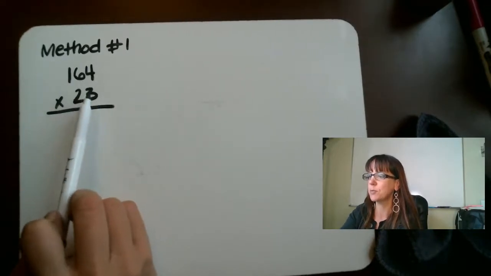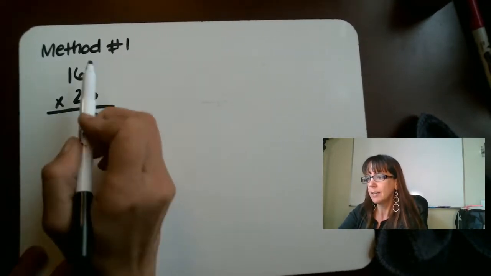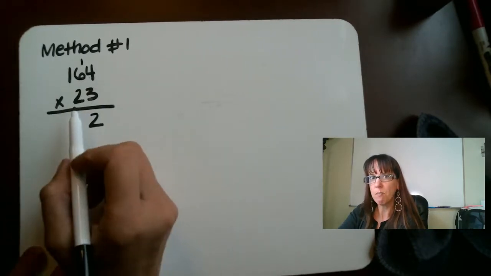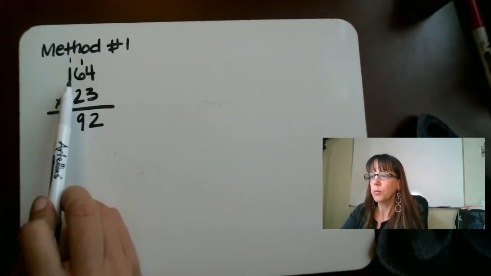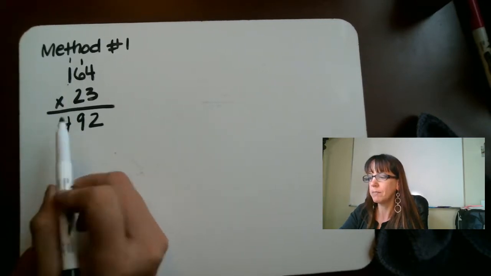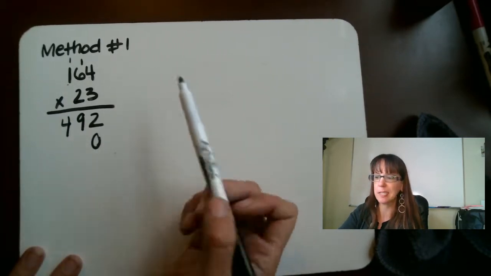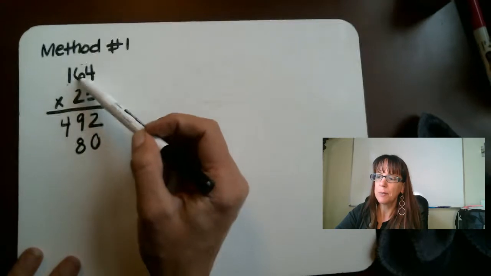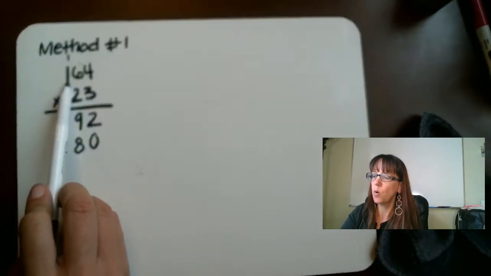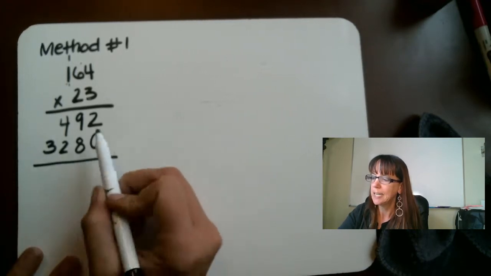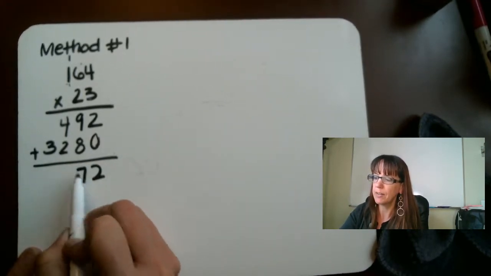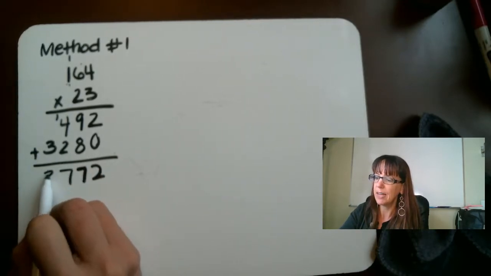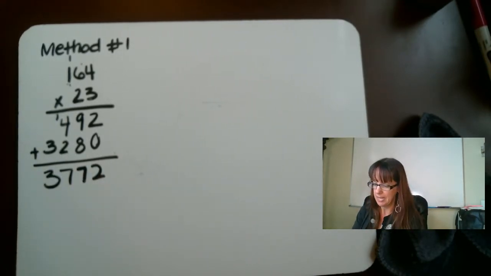The old way that we did things is we do 3 times 4, which gives us 12. Carry the 1. 6 times 3 is 18, plus 1 more is 19. Carry that 1. 3 times 1 is 3, plus 1 more is 4. Now we're starting on that second line, so we do a 0. 2 times 4 is 8. 2 times 6 is 12. Carry the 1. 2 times 1 is 2, plus 1 more is 3. All right, bring everything down. We add up to 7, carry the 1. That's 6, 7, and 3. So that's our first method of doing these.